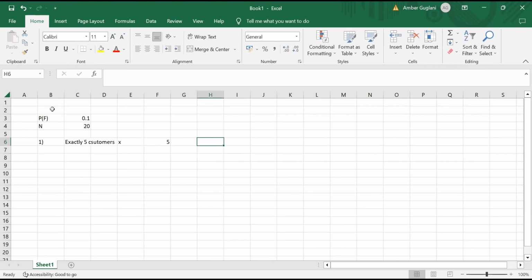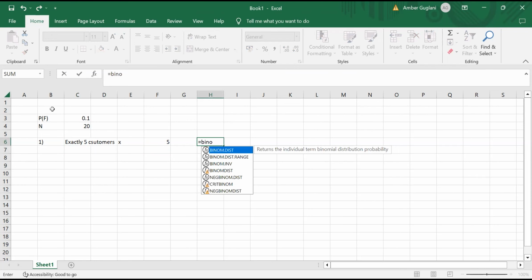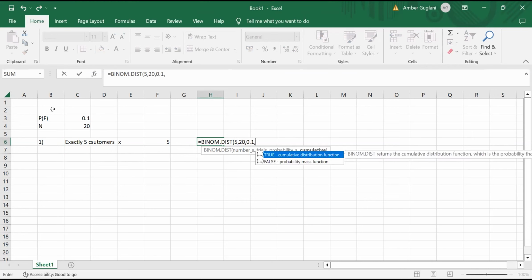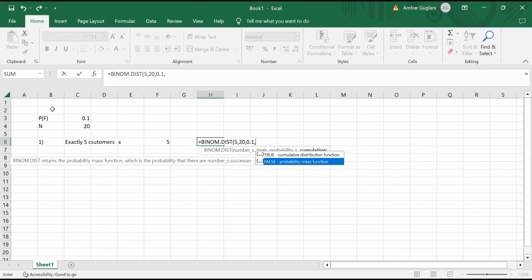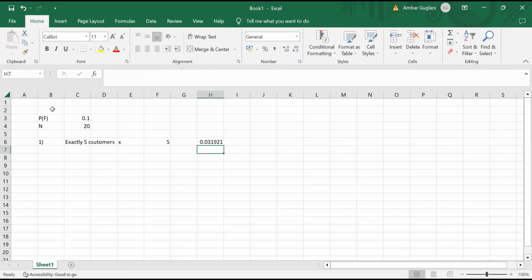So what is the formula? You write equal to binomial dot distribution. What is the number? 5. What is the number of trials total? 20. What is the probability? 0.1. Is this a probability mass function or cumulative distribution function? Mass function, right? So we'll write false. This is the answer: 0.031921.